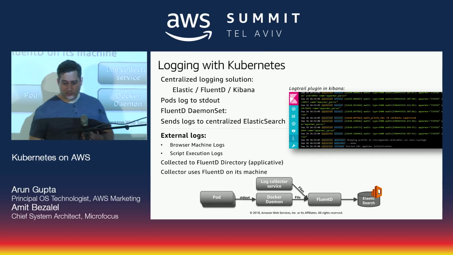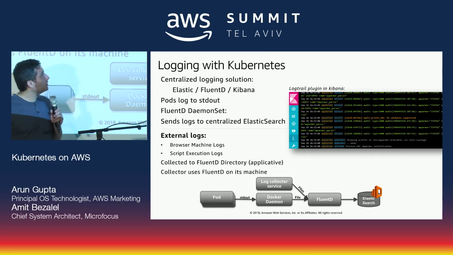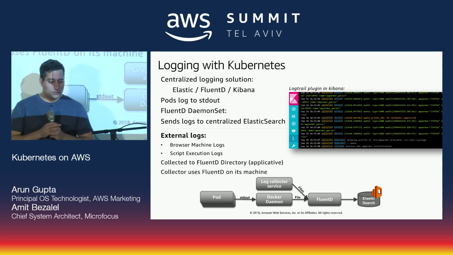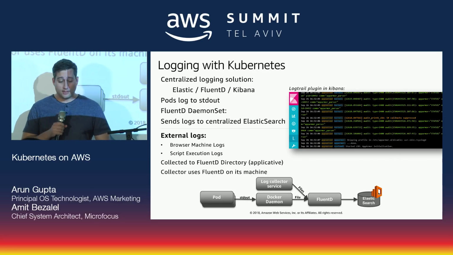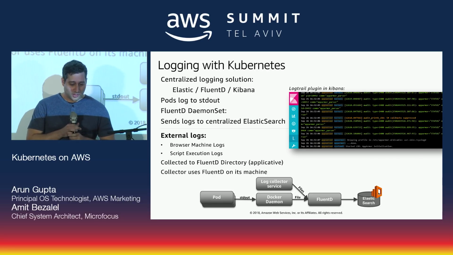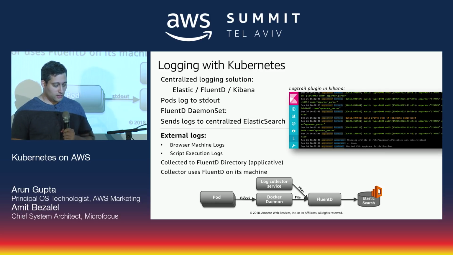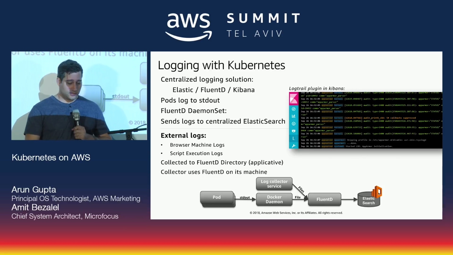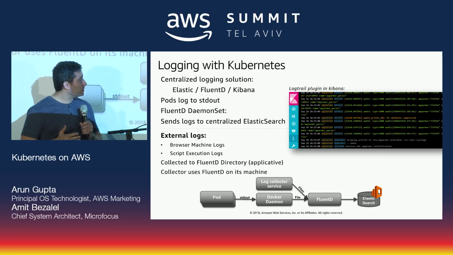OK, so visibility in Microfocus. For SRF, we use the EFK stack, like you said. It really comes with Kubernetes. It's the way to go. Inside Kibana, the EFK stack is just a Docker daemon pushing the files into FluentD, and FluentD is indexing that into Elasticsearch. We also like to use a plugin called Logtrail to see the logs.